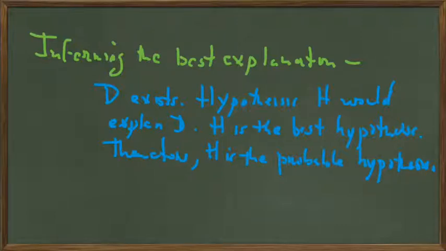So finally, inferring the best explanation, occurrence D exists or happens. Hypothesis H explains occurrence D. It is the best hypothesis we have, therefore it is probably the probable hypothesis. Doesn't mean we can't find another one later that's a better one. It's just the most probable one among the ones that we have.